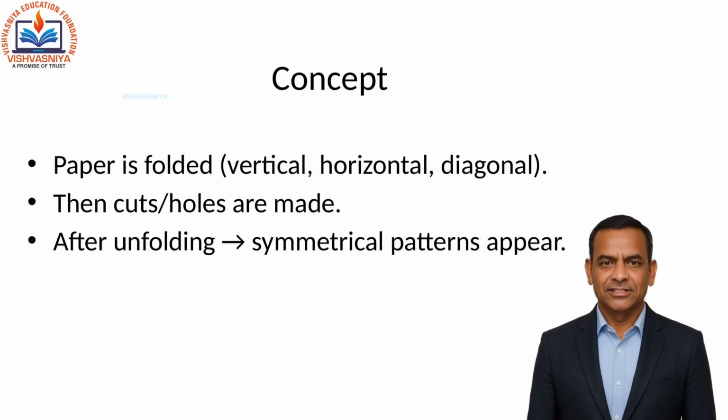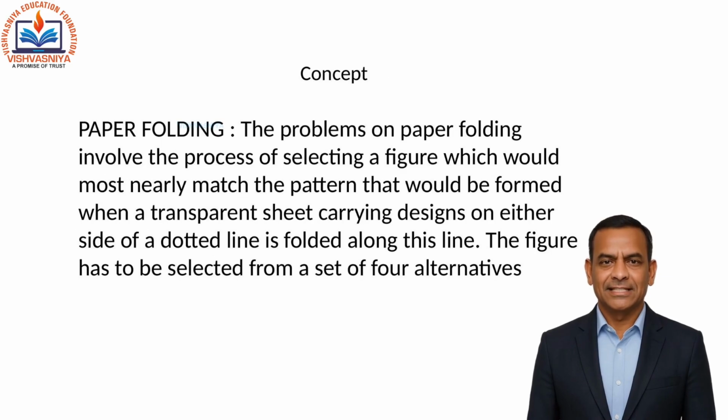First, let us understand what happens in these problems. Imagine you have a plain piece of paper. We fold it. It could be vertically, horizontally, or diagonally. Then, we make cuts or holes in the folded paper. When we unfold it, the cuts appear in symmetrical patterns. Key point you have to consider when you're solving the problem: every fold duplicates the number of cuts or holes after unfolding.